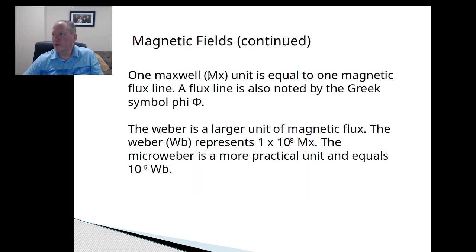Now, another measurement for this is the Maxwell. The Maxwell unit is equal to 1 magnetic flux line. A flux line is also noted by the Greek symbol phi. And the Weber is a large unit of magnetic flux, where it represents 1 times 10 to the 8th, or almost a billion Maxwells. Right? There's not going to be any math on this chapter. In fact, this week's homework 3 is going to be basically fill in the blank. So if you read the chapter, you'll be able to fill those in real easy.